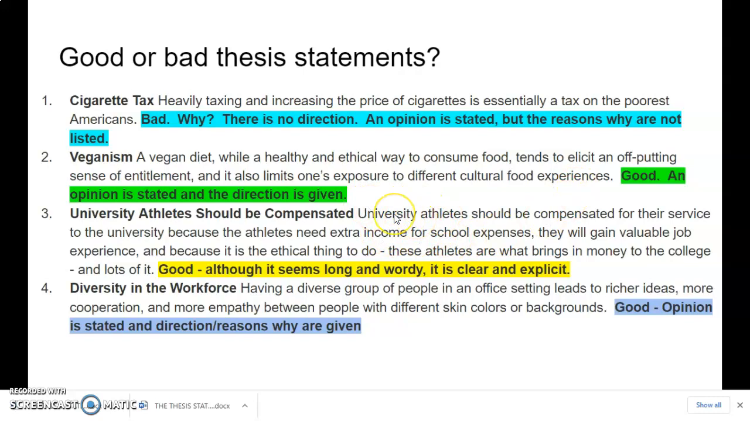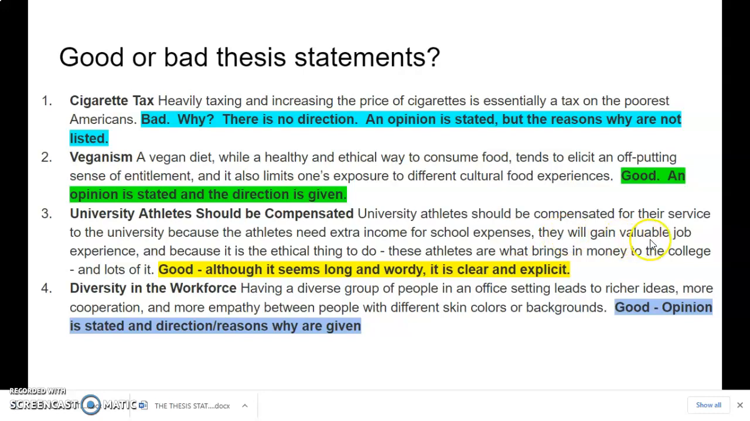Here's the university athlete one. So if you notice, university athletes should be compensated. That is the actual argument. And then here are the reasons. Need extra income, and I know firsthand that they do because that sport takes up 95% of their time, and they have no money to buy extra food or treats or anything.